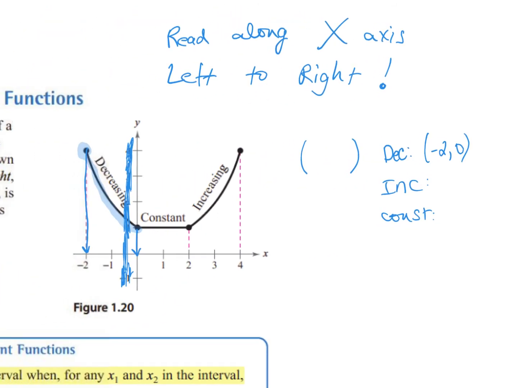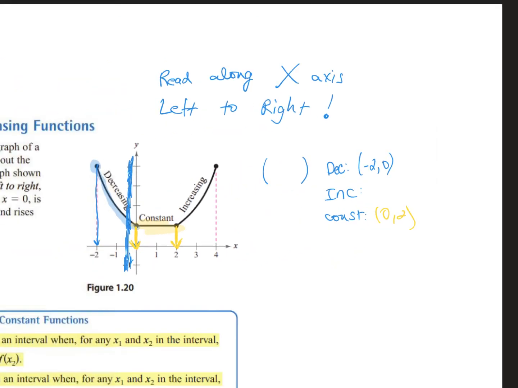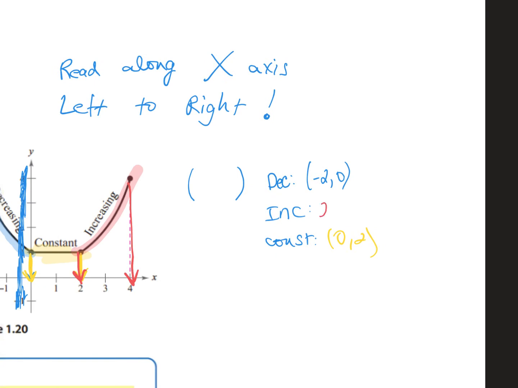Parentheses. Then I look back at my graph and I say, all right, well then I have this straight line. What is it doing along the straight line? It's staying constant. It is constant from where to where on the x-axis? 0 to 2. Good. And then I look at my graph and I say, okay, well, what's going on here? It's increasing over what interval on the x-axis? 2 to 4. Very good.